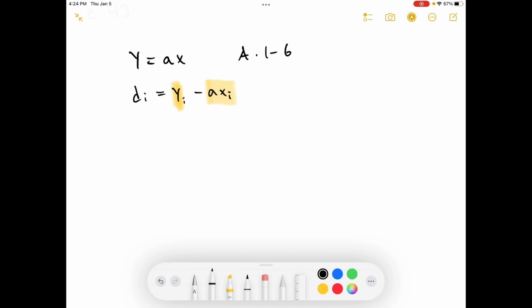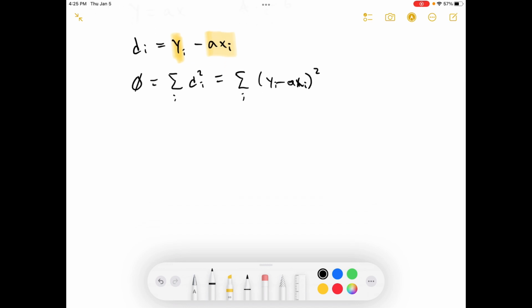And then we need to get an equation for what the sum of the squared error is. So the sum of the squared error equals the sum of di squared, which equals, we just got an equation for that, yi minus a xi, and we're squaring that. Then we need to take the derivative of this function with respect to the parameter a.